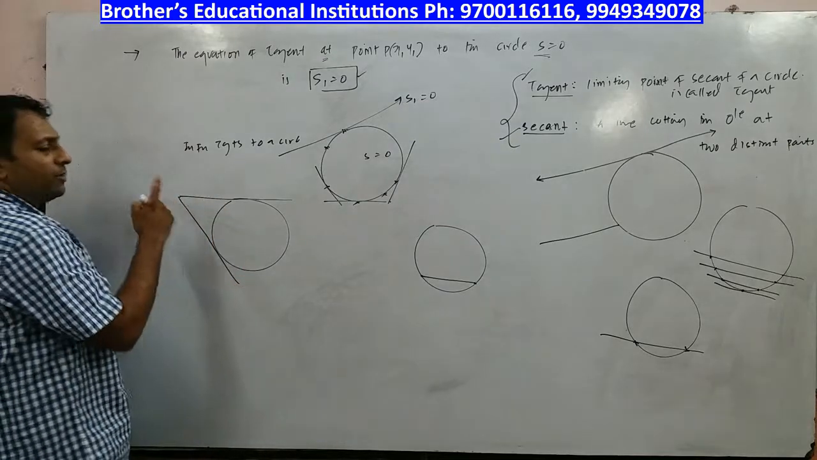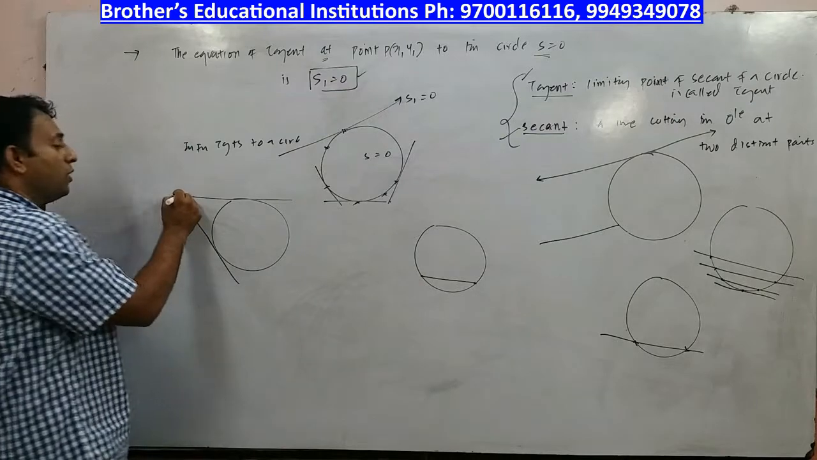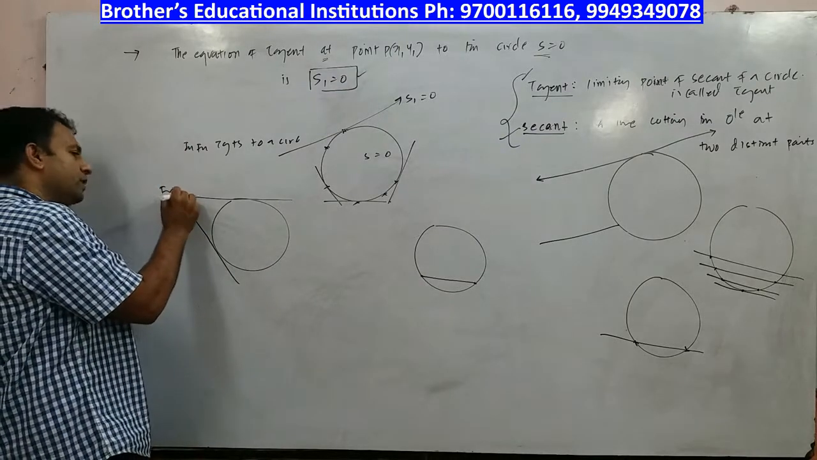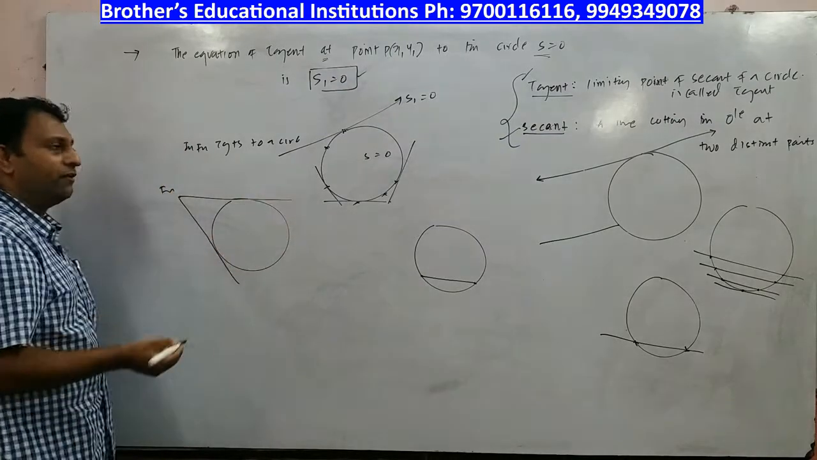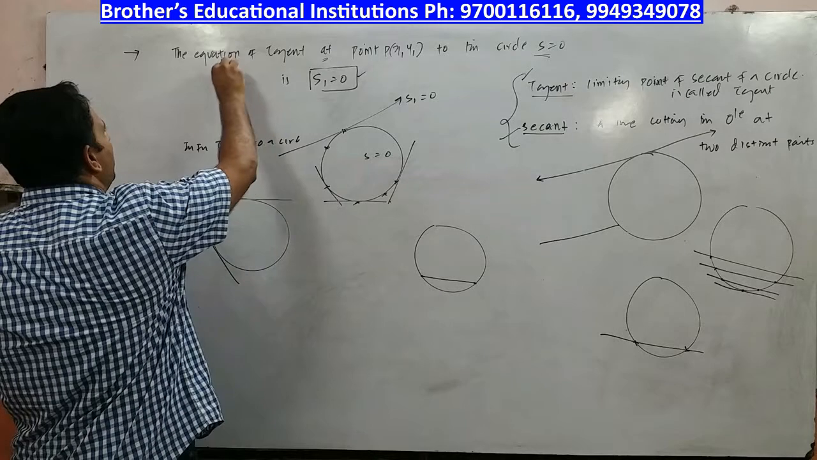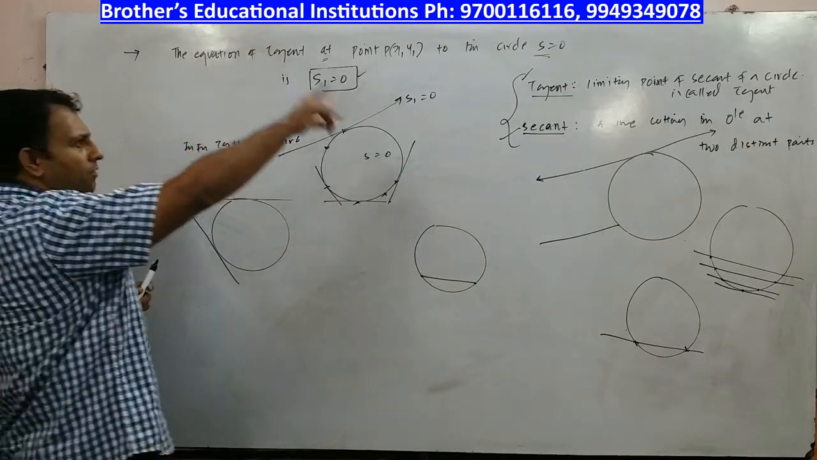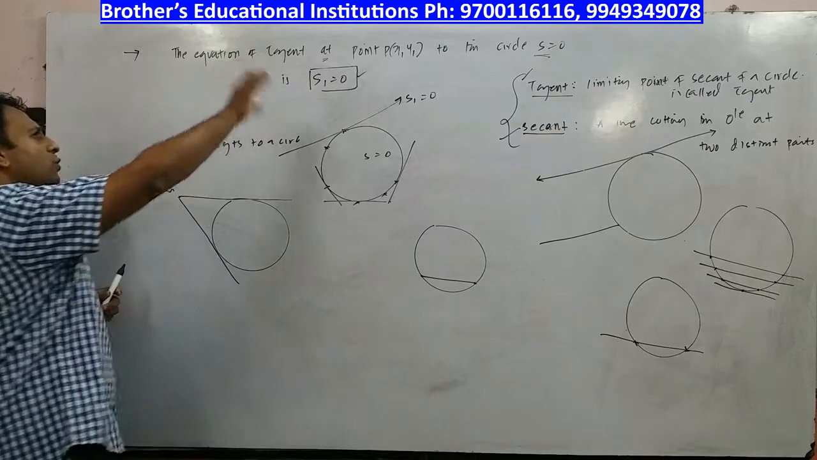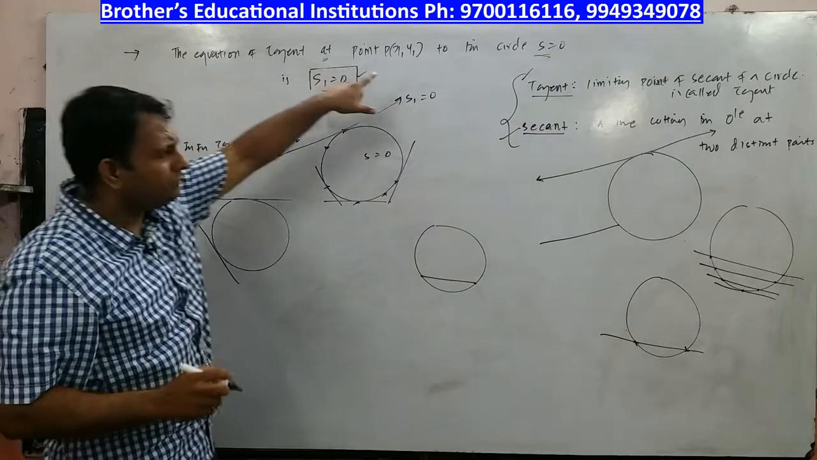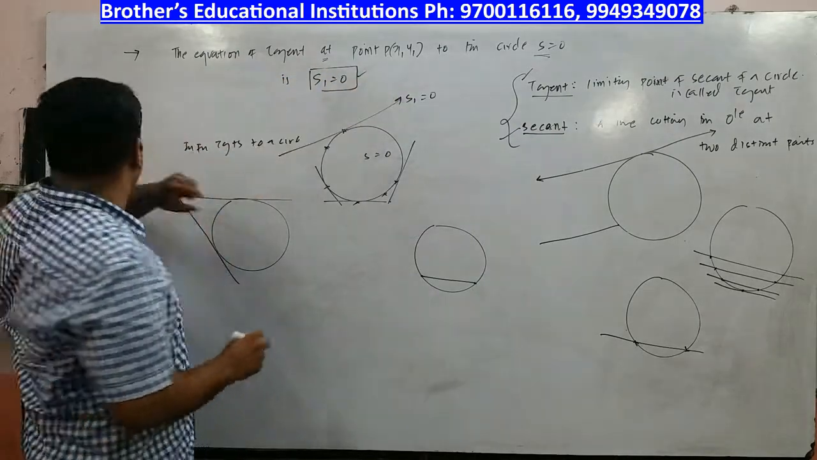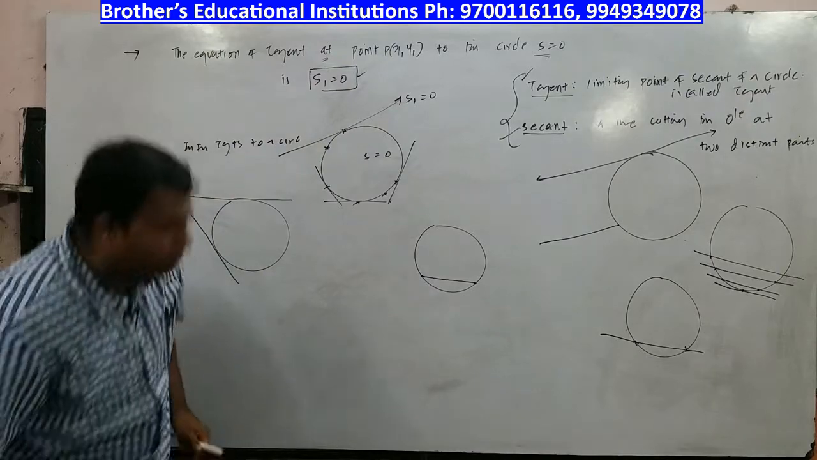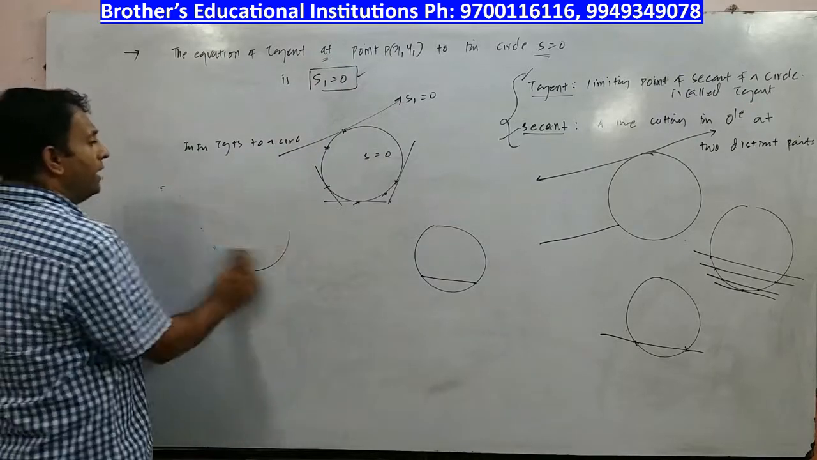No. So you are not supposed to use the word "at." Now you will say equation of tangent from this point to this. That is how the definition is. So please remember the definition of the tangent and this notation. The equation of tangent at point x1, y1 to the circle S = 0 is S1 = 0. Now we will move forward.